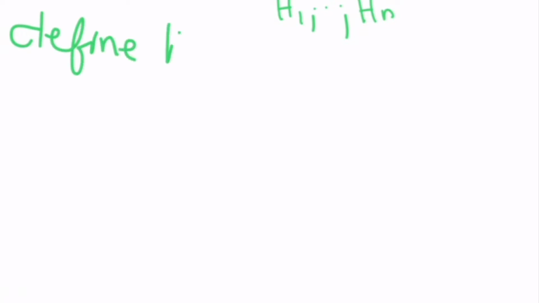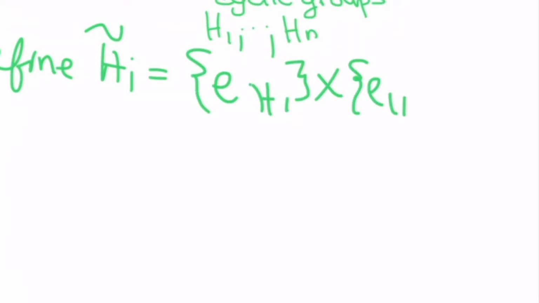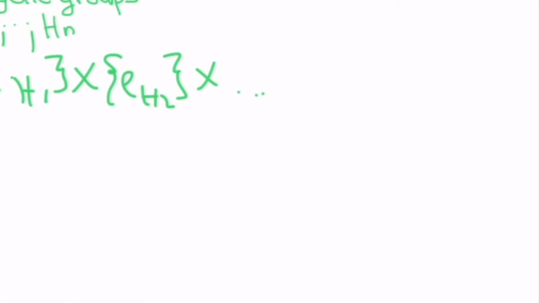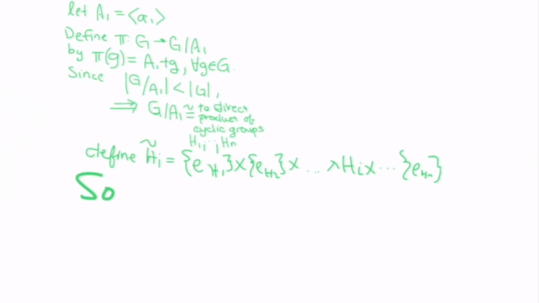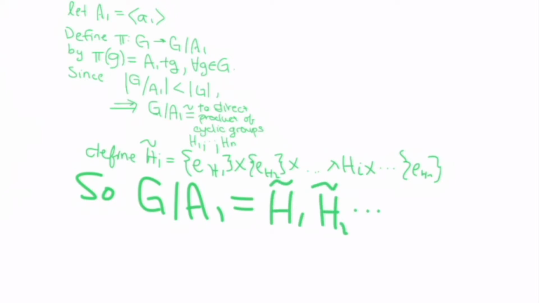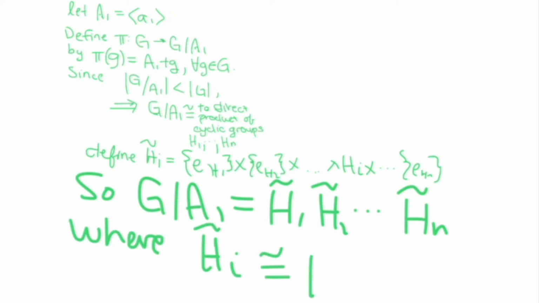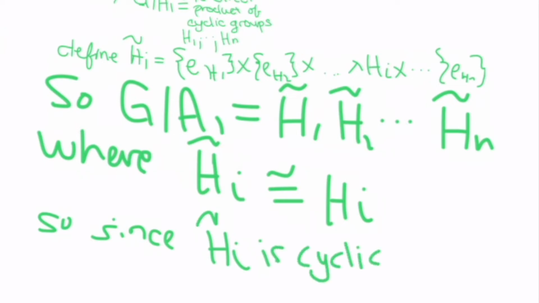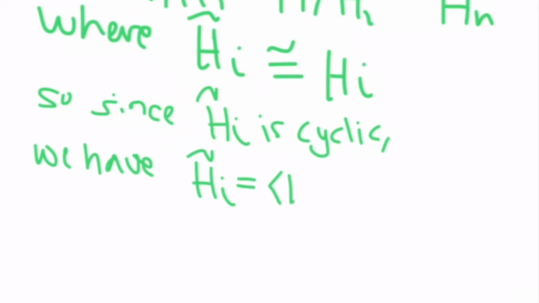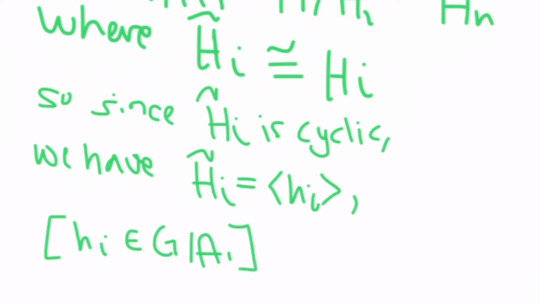Now we're going to define Hi with a tilde on top to be equal to the direct product of e in H1 cross e in H2 cross dot dot dot cross Hi cross dot dot dot cross e in Hn. So with this definition for H with a tilde on top, G mod A1 is equal to H1 tilde times H2 tilde times dot dot dot Hn tilde, where Hi tilde is isomorphic to Hi. So since Hi tilde is cyclic, we have that Hi tilde is equal to the set generated by some hi, where hi is in G mod A1.